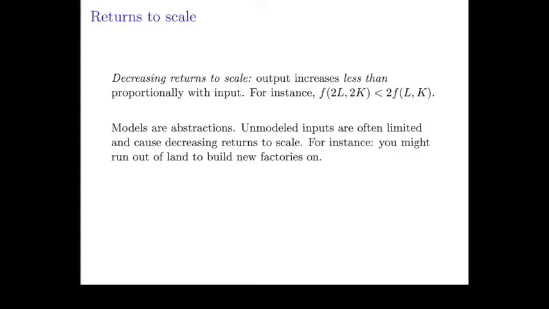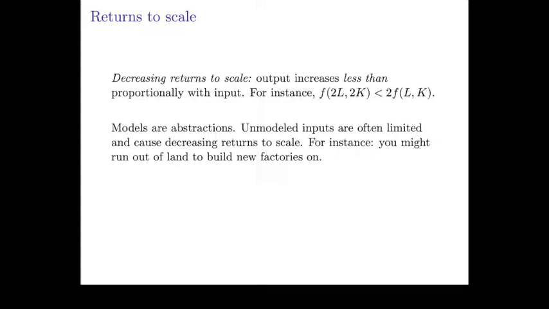Now, why would we ever expect to see decreasing returns to scale? The reason is because our models are never going to be complete. There's often going to be something missing from the model, something that we haven't captured in the model. So if there's some input that is limited, that hasn't been captured in the model, that would limit production. So for example, you might run out of land to build new factories on.